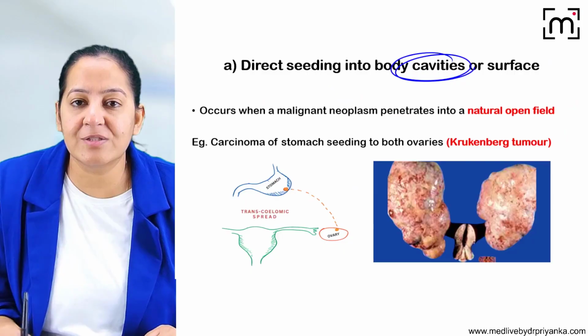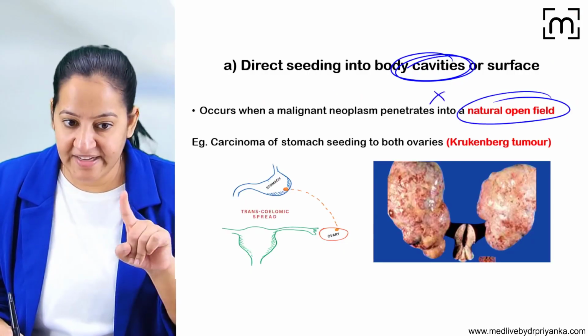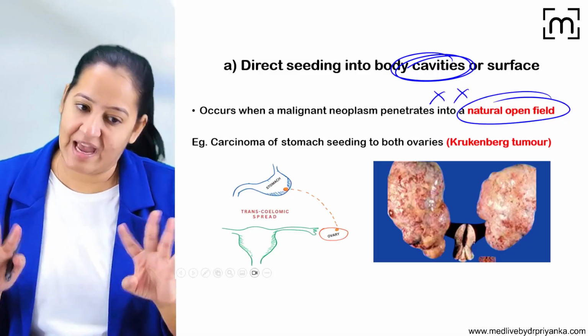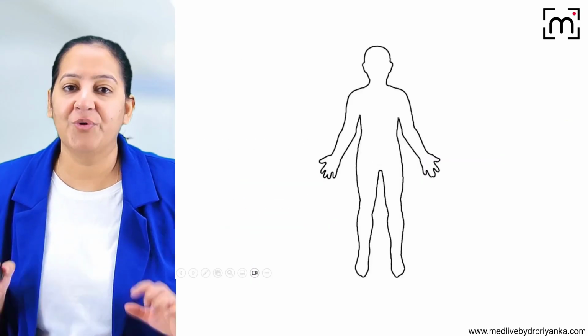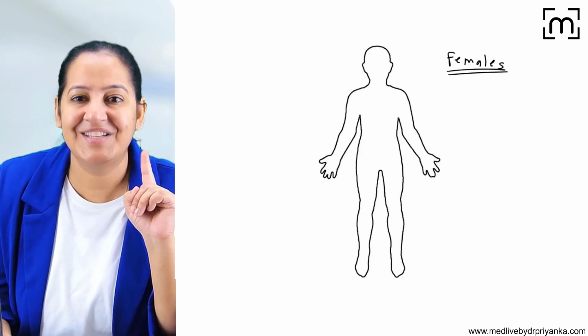In the transcoelomic, it is through the cavity, the natural open field. It is not through lymphatic, not through blood vessels, not artery, not vein, nor lymphatics. It is through the cavities. The best example which I can quote is the female. Let me show you a female. It happens in females.